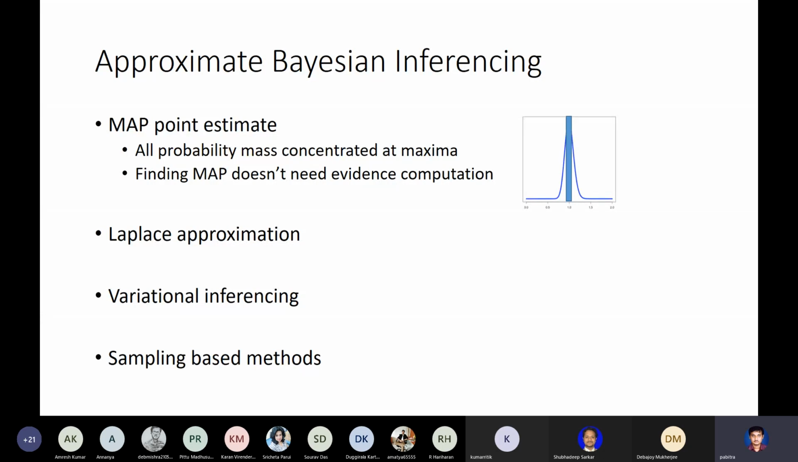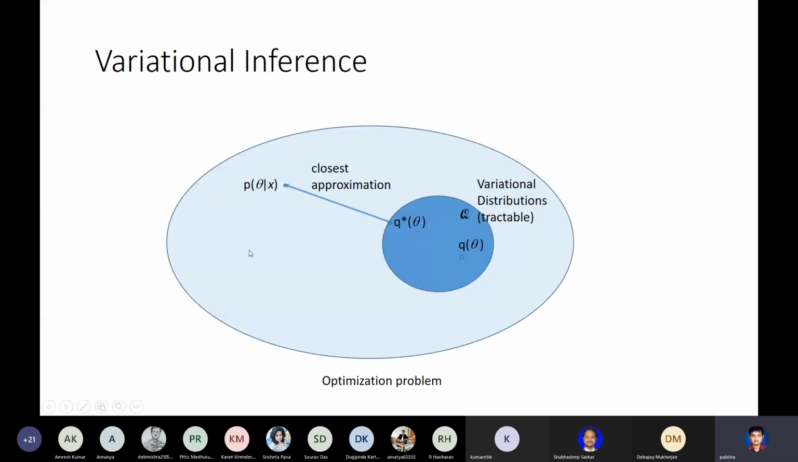But first, let us go ahead with the variational inferencing. Okay, so the idea is as follows. Let this big ellipse be the set of all possible distributions.